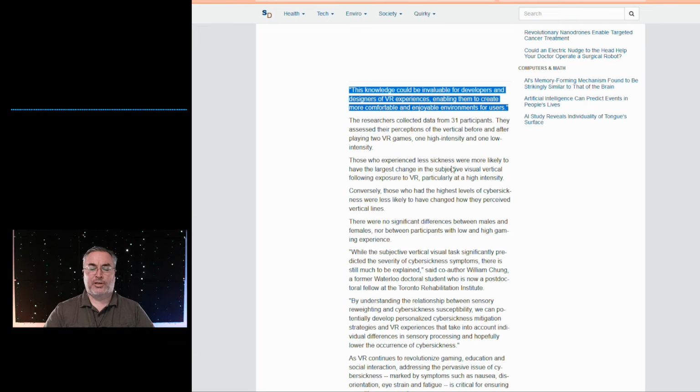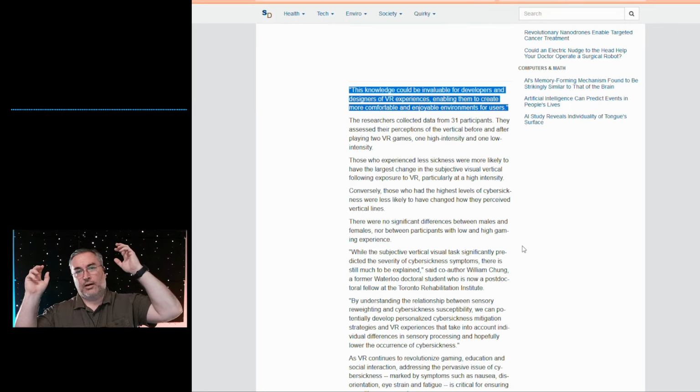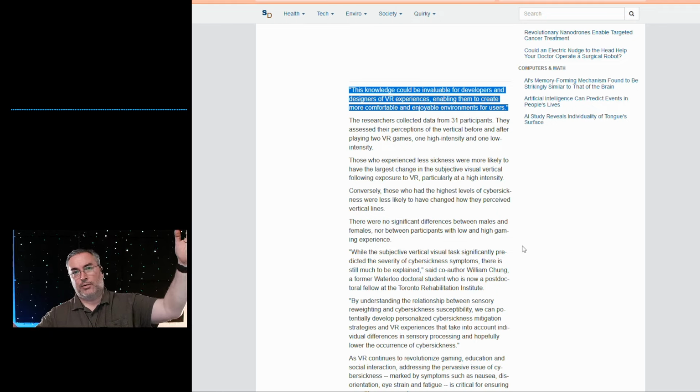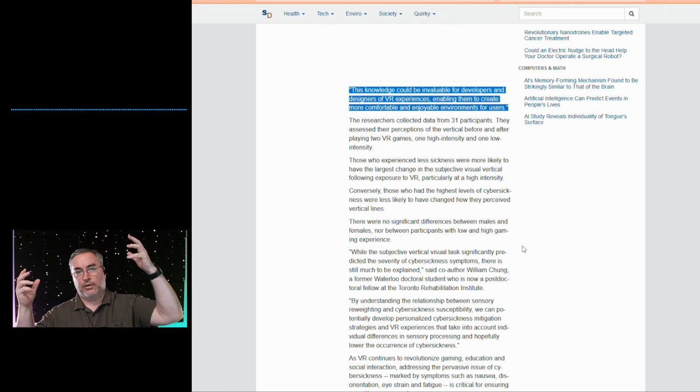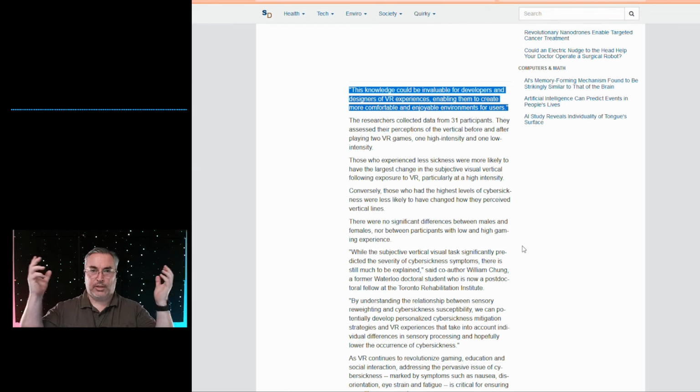It says those who experience less sickness were more likely to have the largest change in the subjective visual vertical following exposure to VR, particularly at a high intensity. So the more you get thrown around, the more disoriented you become in VR, the more disoriented you appear in the real world if you pop back into it. You know, oh, I'm feeling sick, and you take your headset off, and you're hanging from the ceiling, tangled up in your umbilical for your VR headset. Well, that's why. You were completely thrown out of whack with reality.